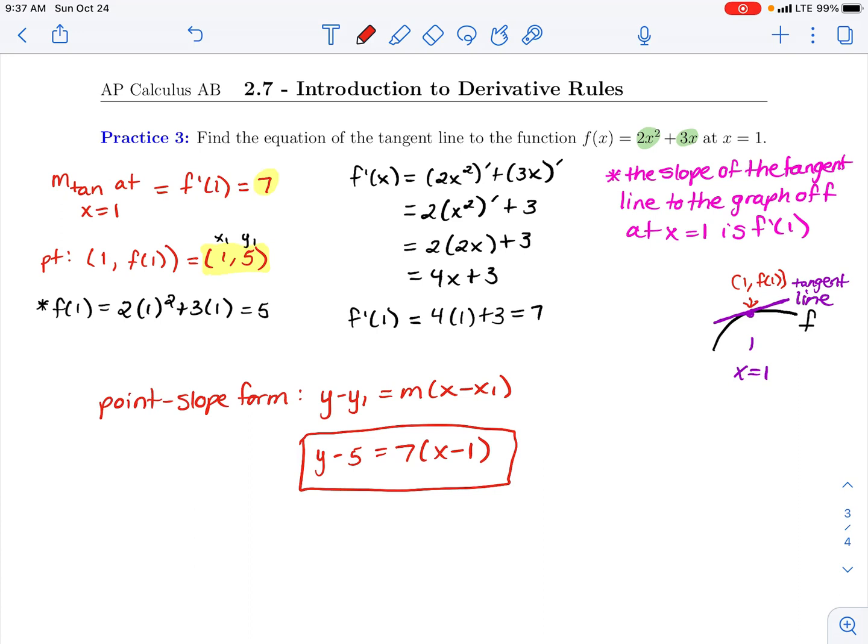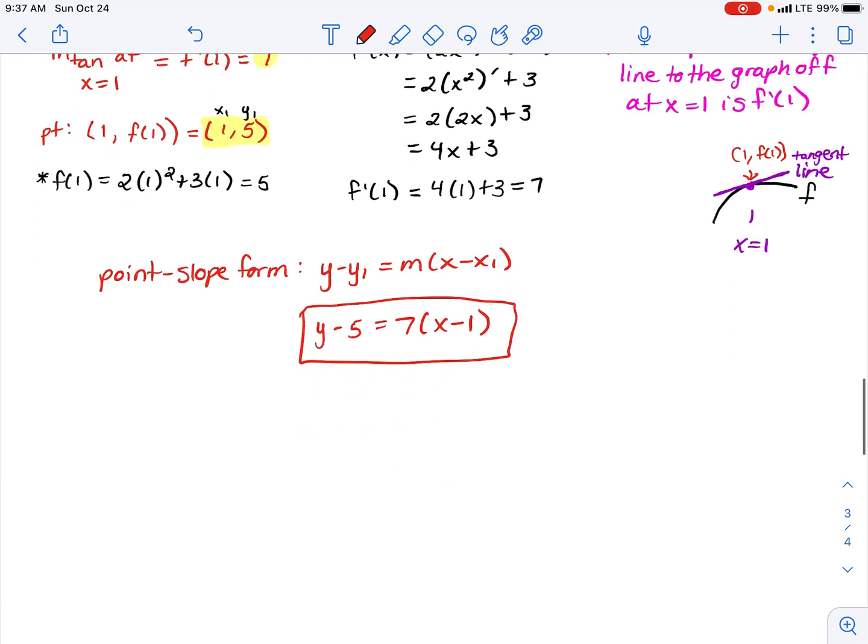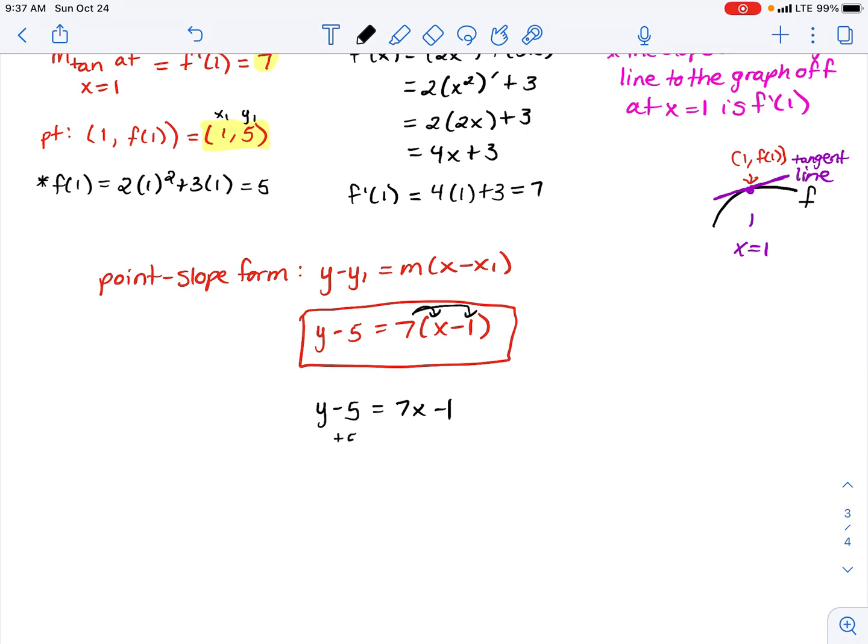Okay, so if for some reason it gives you the answer choices in y equals mx plus b form on a multiple choice question on the AP exam, you can still change from point slope form to y-intercept form. All you would have to do is distribute the 7. So you would get y minus 5 is equal to 7x minus 7. And then you would just add the 5 to both sides of the equation. So you would get y is equal to 7x minus 2. Okay, so that's the alternative.